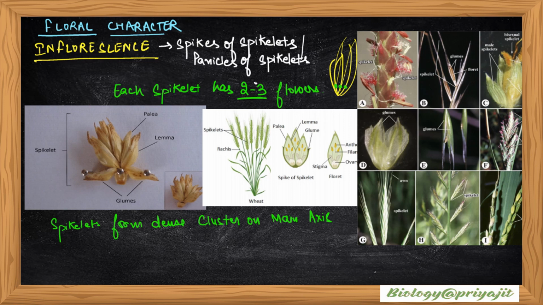Inflorescence: here you can find the spikes of spikelets or panicles of spikelets. Each spikelet has 2 to 3 flowers. Spikelets form a dense cluster on the main axis. Here the spikelets are found on the rachis. Spike of spikelets, this is the inflorescence.